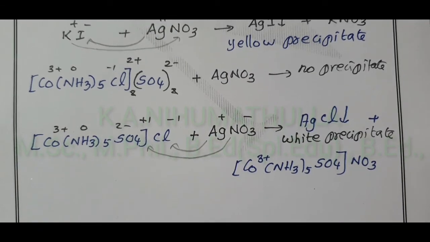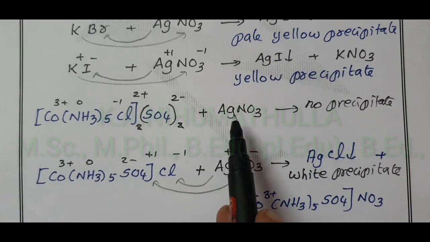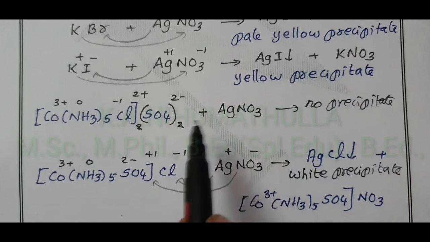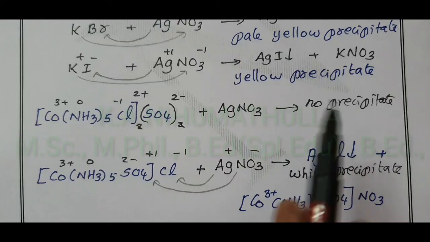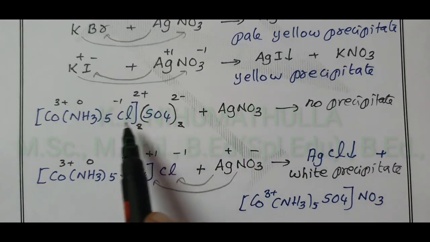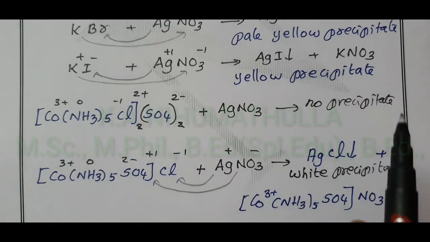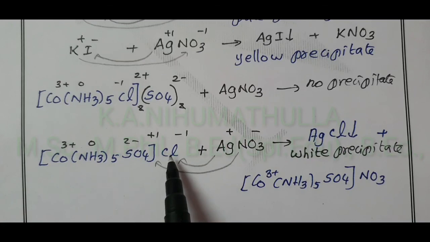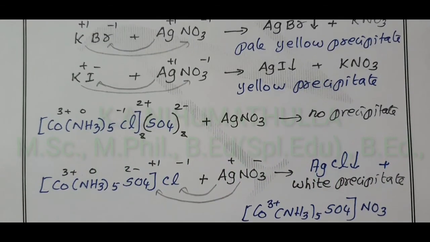So one more test you can use to distinguish these two compounds is with barium chloride solution. The first compound gives a white precipitate of barium sulfate, but there is no such reaction when the second complex is treated with barium chloride. So, this is a test used to distinguish these two complexes.